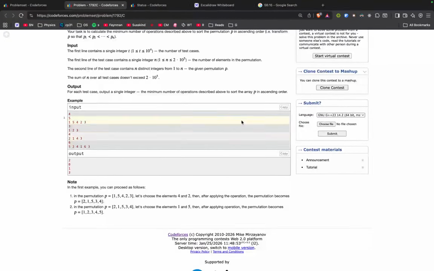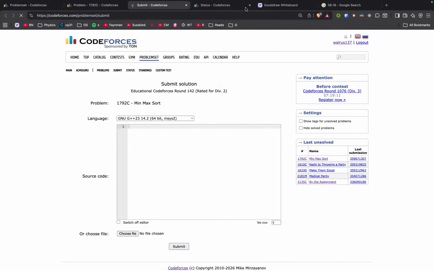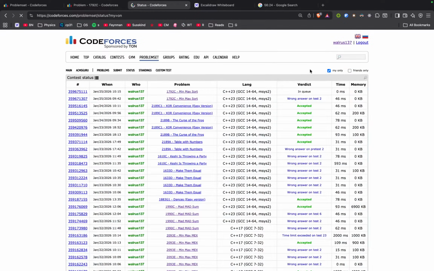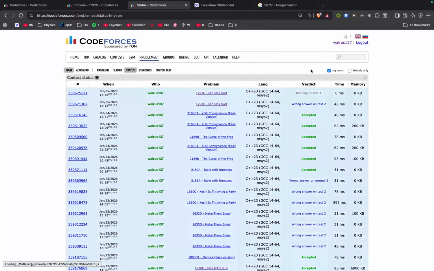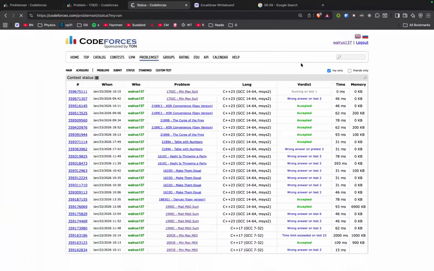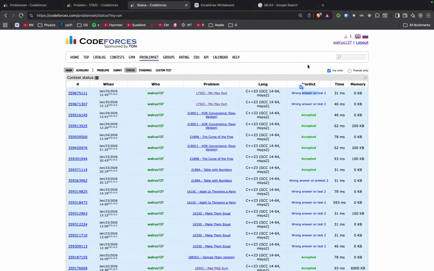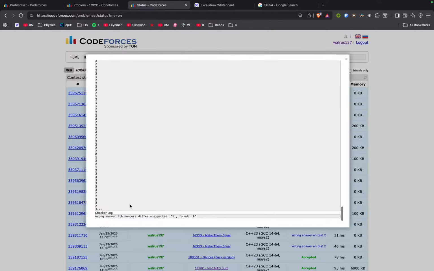Let's see if this is actually valid or not. And this is too much time spent on a single question, 56 minutes. Okay. Running on test 1, still running. Okay, wrong answer, wrong answer, wrong answer. Wrong answer. My prediction is that we are giving a higher value than the correct answer for some test case.